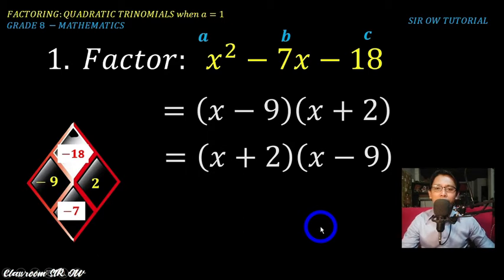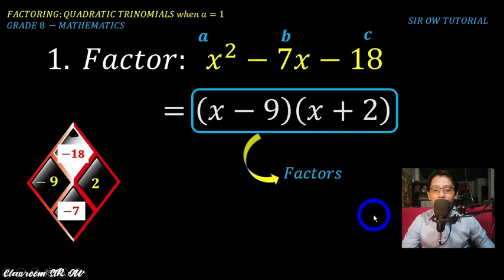Sir, what if my answer is x plus 2 multiplied by x minus 9? Don't worry, that's the commutative property of multiplication. You can interchange the factors, but not the signs. If it is negative 9, it should stay negative 9, and if it's positive 2, it should stay positive 2. So this would be the factors, or our answer, for question number 1. If you have some questions, I will be happy to answer them. Just write them in the comment section.